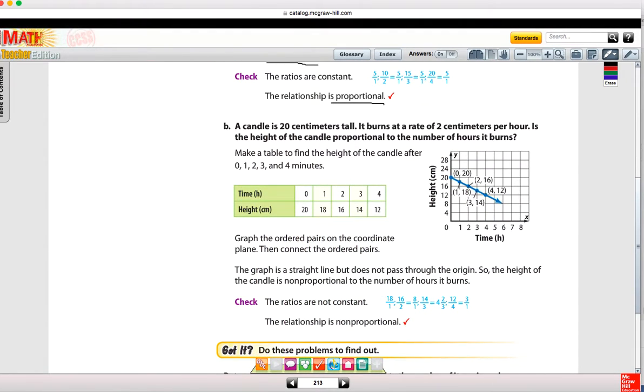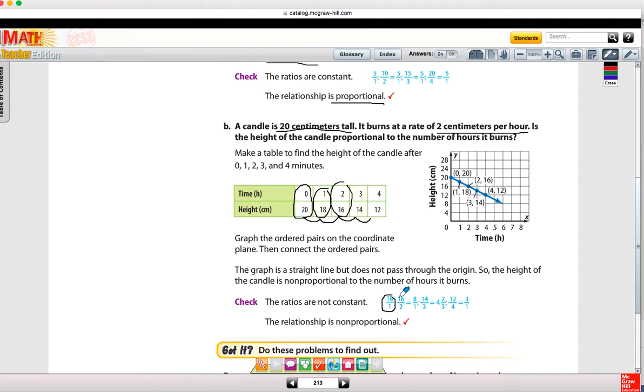For letter B here, a candle is 20 centimeters tall, and then it burns at a rate of 2 centimeters per hour. So notice this table right here, 0 hours it burns, it's going to stay at 20 centimeters. 1 hour is 18, 2 hours is 16. Notice that it's going down by 2 centimeters each time.